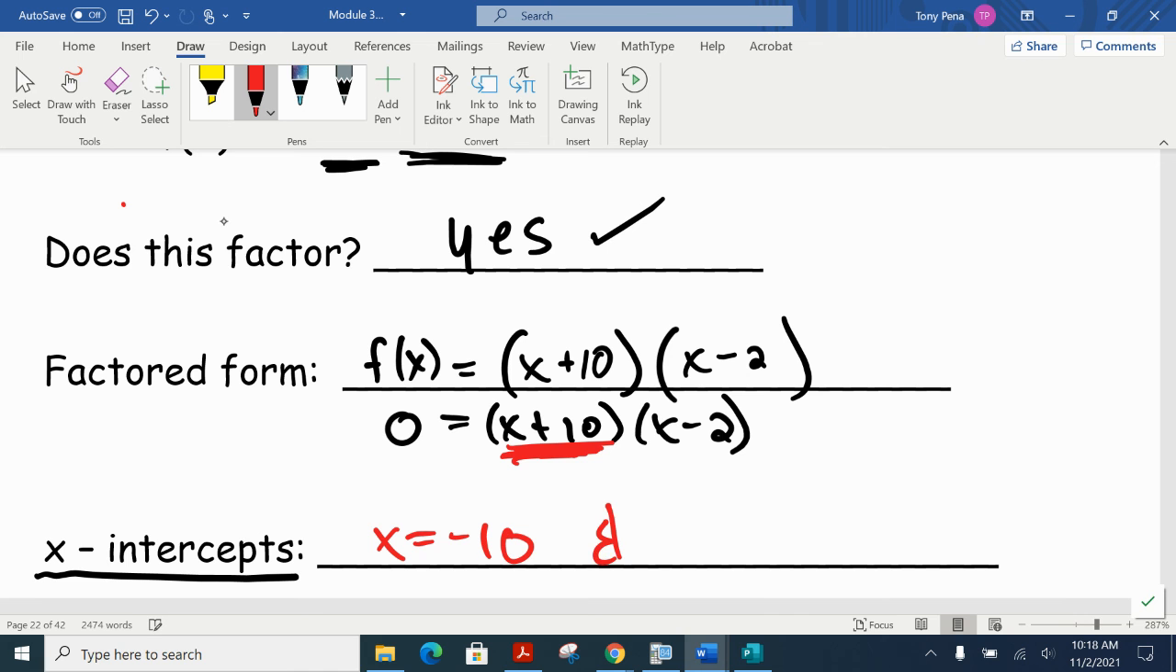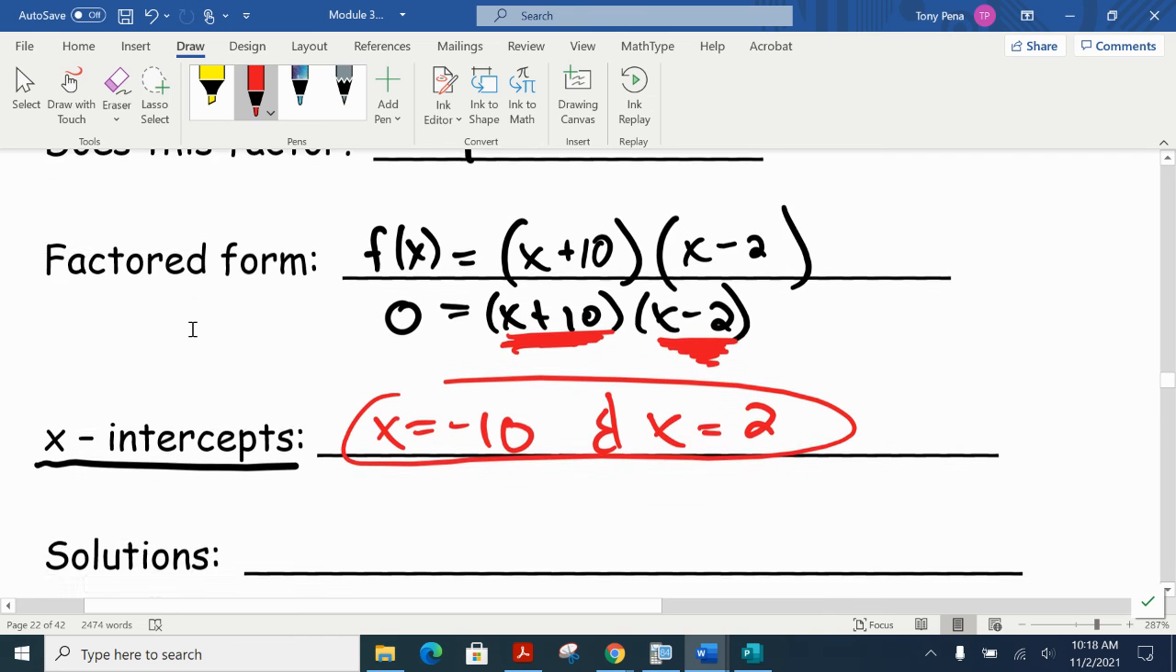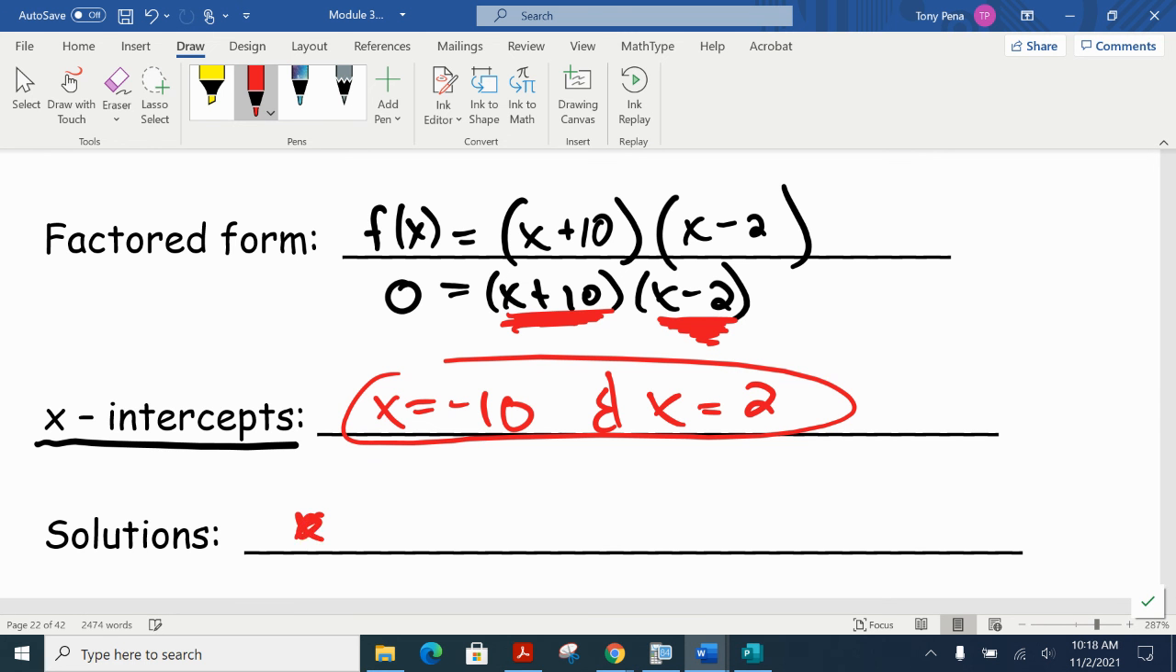And then Julia, what is the value that makes this one a 0? Good. So those are our x-intercepts. So these are our two solutions. All right, negative 10, positive 2. That's what this is asking you. Negative 10, positive 2 are the two solutions to that quadratic. All right, old stuff, we know how to do that.